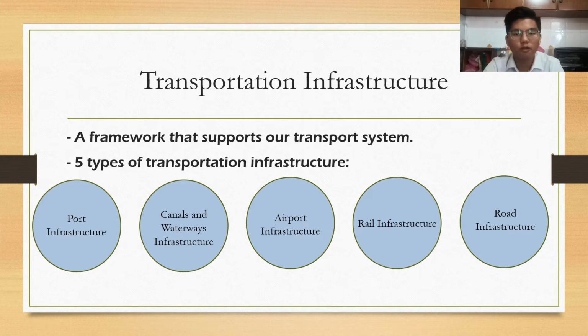Transportation infrastructure refers to the framework that supports our transportation system. There are 5 types of transportation infrastructure that I'm going to discuss. That are port infrastructure, canals and waterways infrastructure, airport infrastructure, rail infrastructure, and finally, road infrastructure.